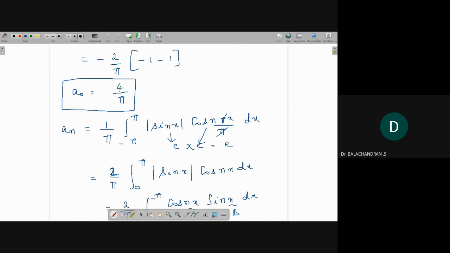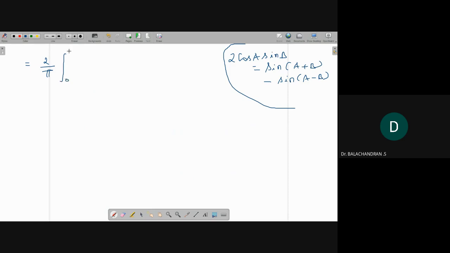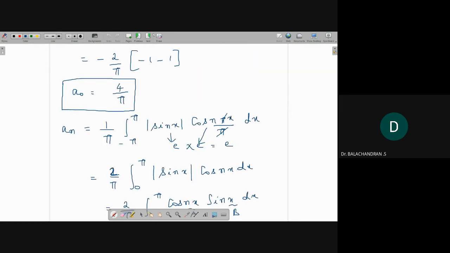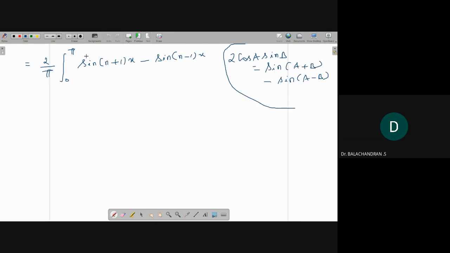2 by pi, integration from 0 to pi, sine of (n plus 1) x minus sine of (n minus 1) x, divided by 2, dx. So you can cancel 2 and 2, and you'll get 1 by pi.